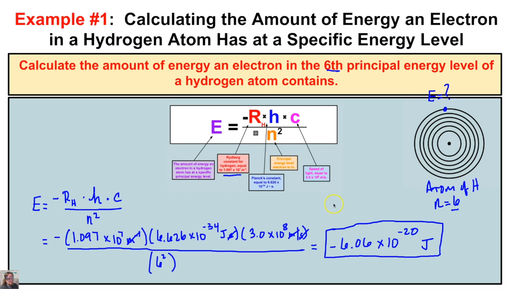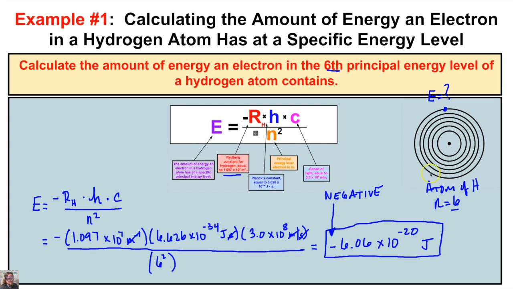And you're wondering, well, how can we have negative energy? Well, the amount of energy that this electron has in the sixth principal energy level of a hydrogen atom is going to be negative, and for reasons that you will learn about in a physics class or in a more advanced chemistry class, you will learn why the energy of an electron is in fact negative. However, just for purposes of a beginning level high school chemistry course, understand that the energy that this electron has is going to end up being negative.